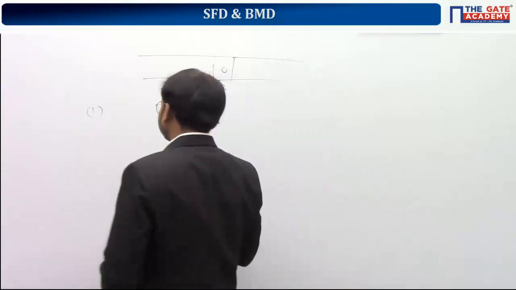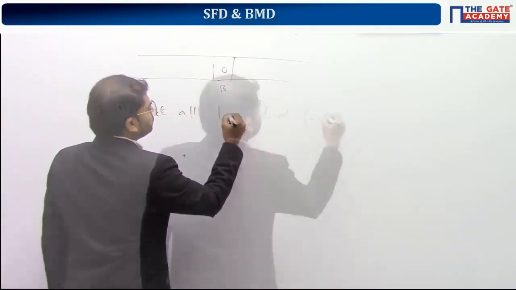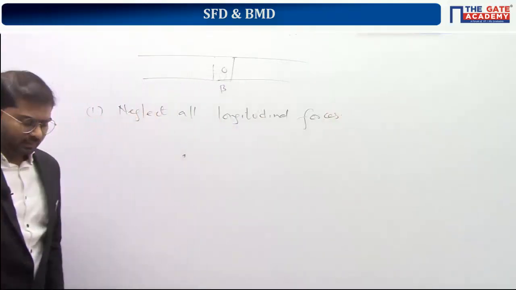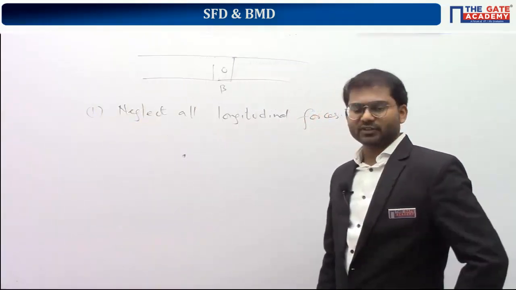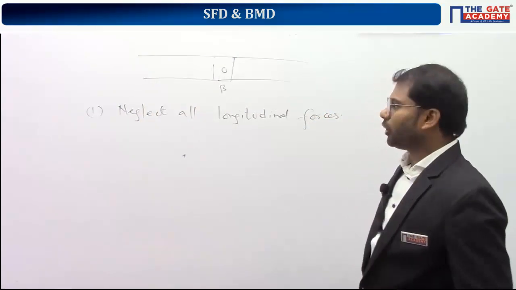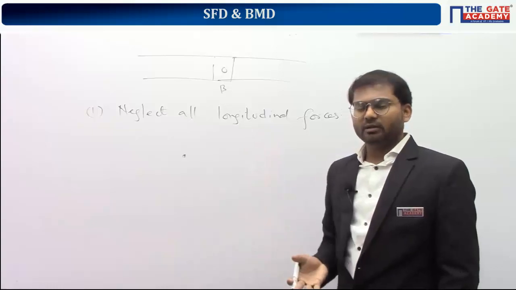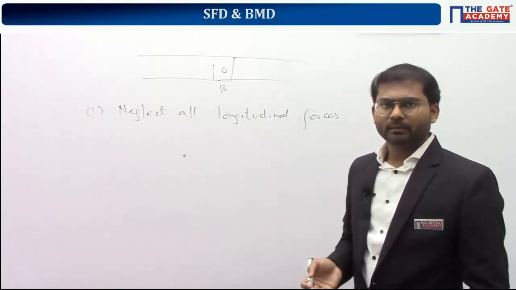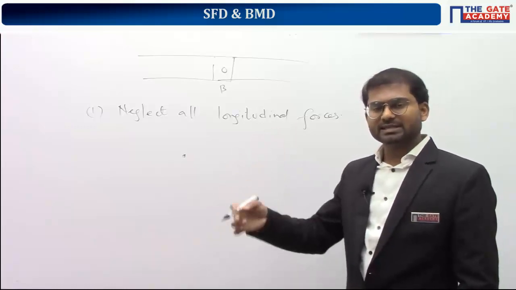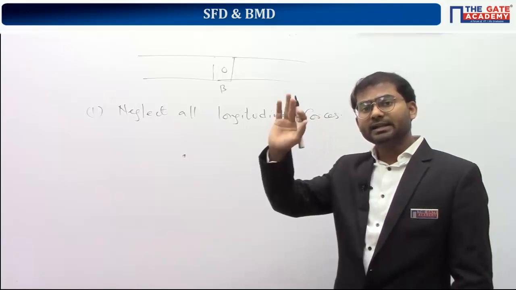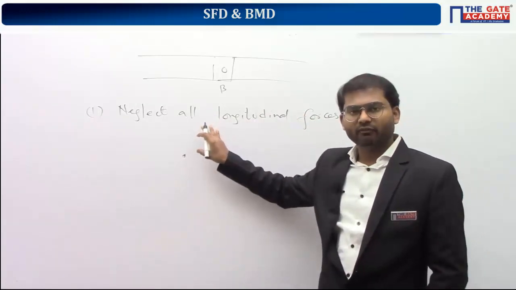So the first thing you have to keep in mind is to neglect all longitudinal forces. In beams with no hinges also, you can neglect all the longitudinal forces. In fact, you can apply this for other cases as well, because longitudinal forces will not cause any bending at all. But here, especially, if you neglect them, it will be very helpful, because unnecessarily you think a statically determinate numerical is statically indeterminate. To avoid the confusion, I am asking you to mandatorily follow this step.